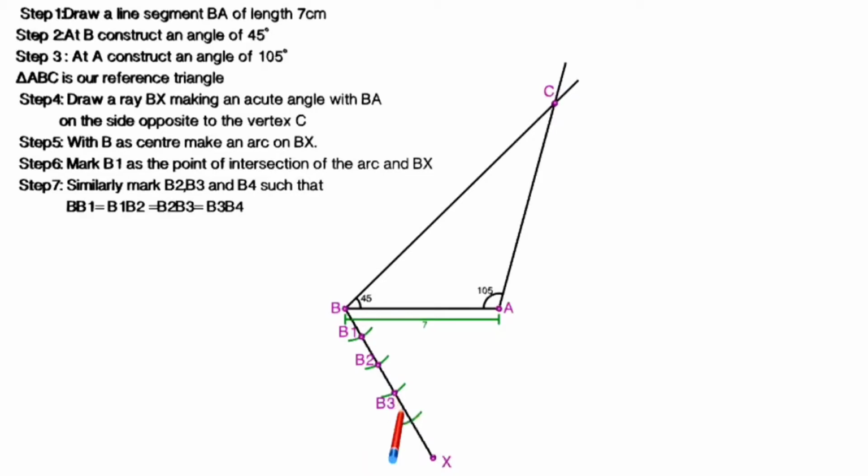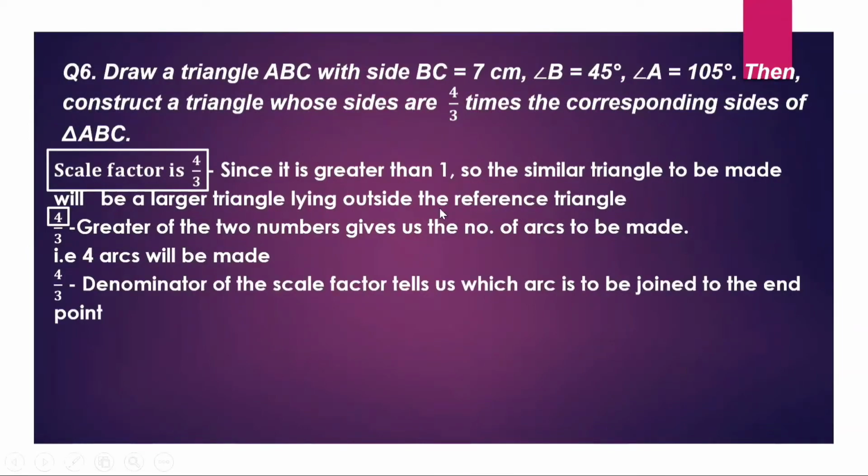Now remember, BB1 is equal to B1B2, which is equal to B2B3, which is equal to B3B4. What is the next step going to be? I told you, in 4 upon 3, the denominator of the scale factor tells us which arc is to be joined to the endpoint.